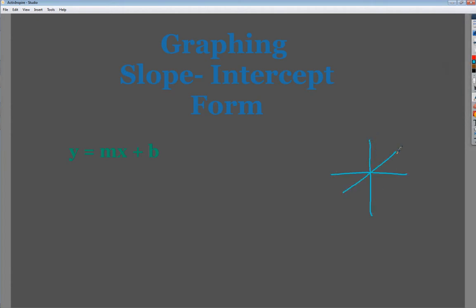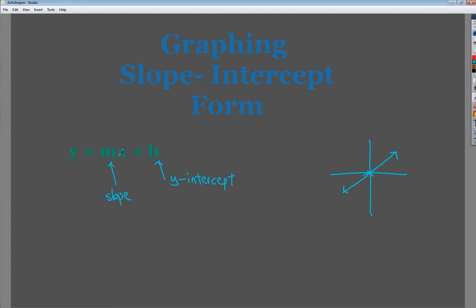If I had this line, there's two components that really matter to me: how it changes, and then kind of where my starting point is. So kind of where it hits the y-axis is what we consider our starting point. Our b here would be our y-intercept, whereas the m value represents slope, and there's other videos on slope.